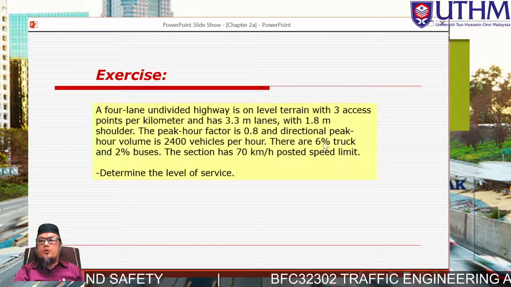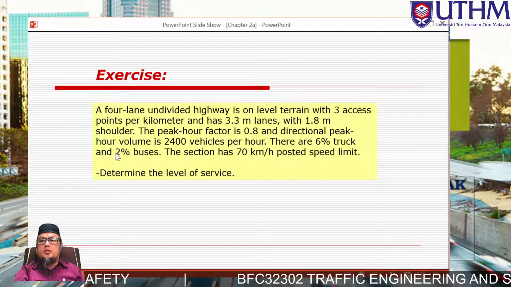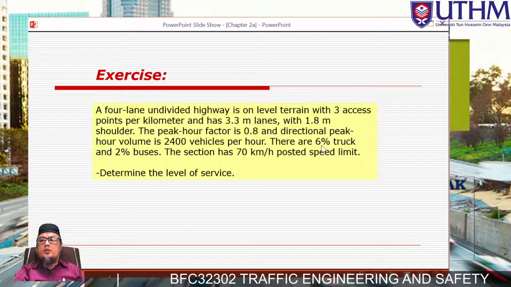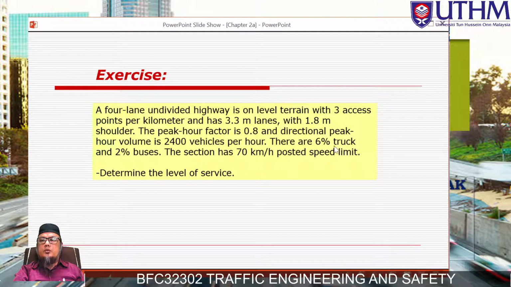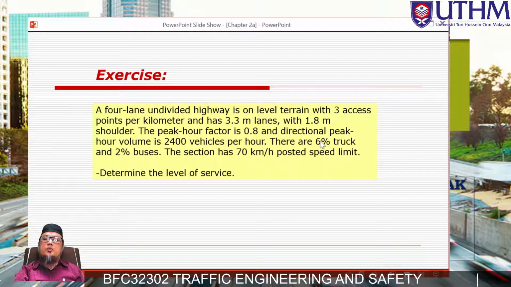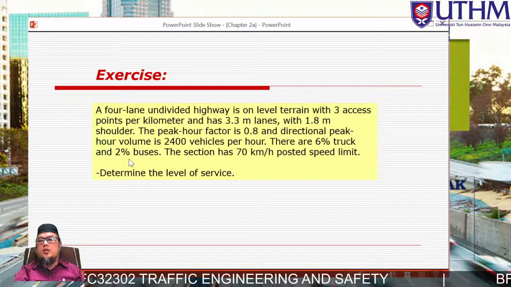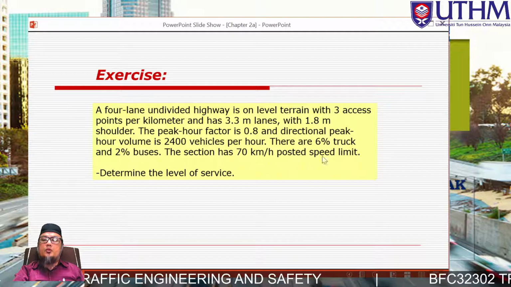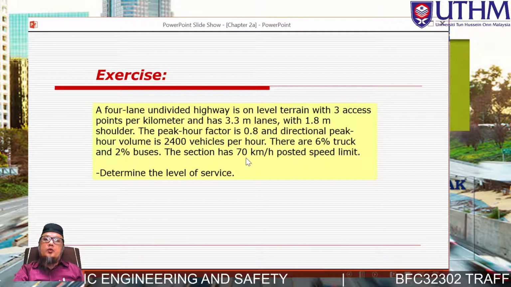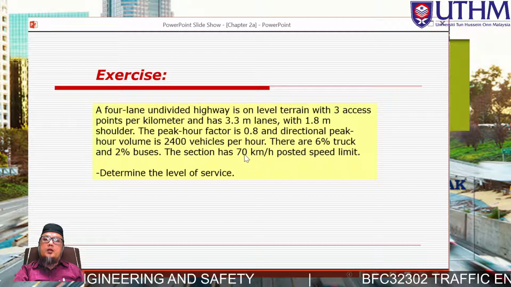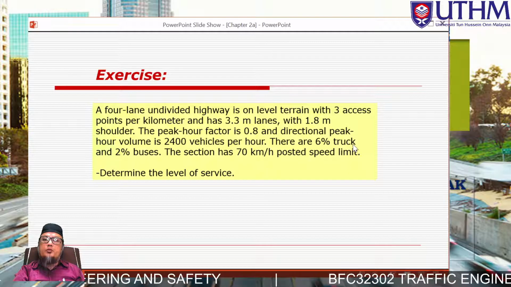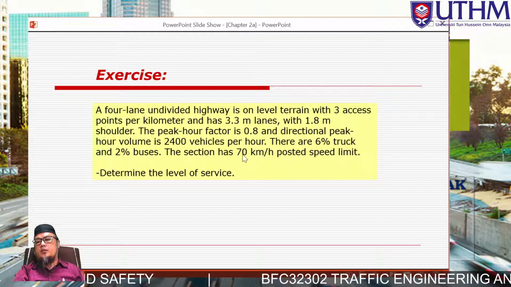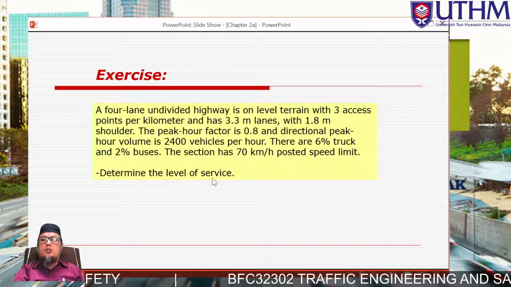Okay, truck and bus is 6%. So now you have a different value of truck and bus. What do you do? You have to combine. So easily you can put 8%. That is a hint I give. Okay, the section has a speed of 70 kilometers per hour. Remember, this one they did not supply the 85th percentile speed, but they gave the posted speed limit. Remember the step to determine BFFS if they give the posted speed limit. Okay, determine level of service.